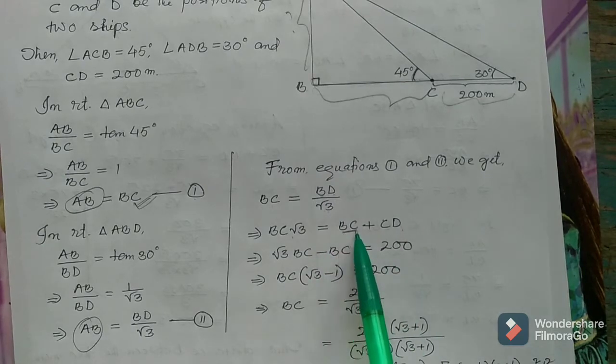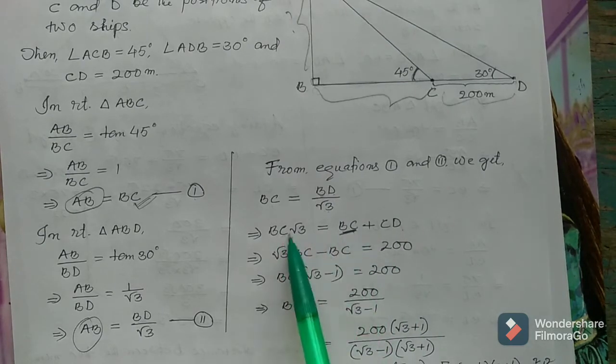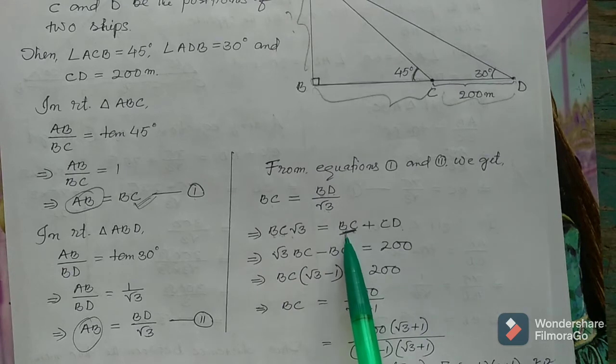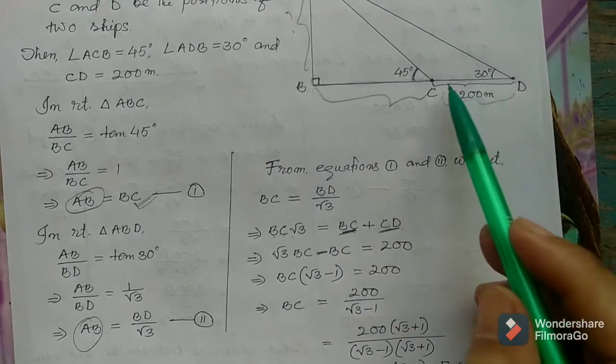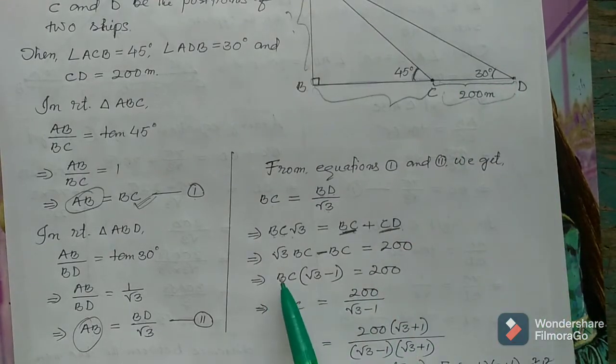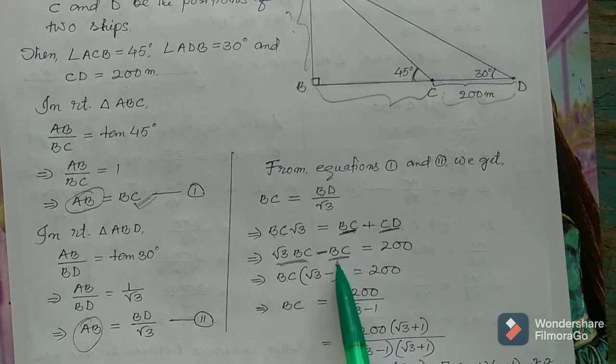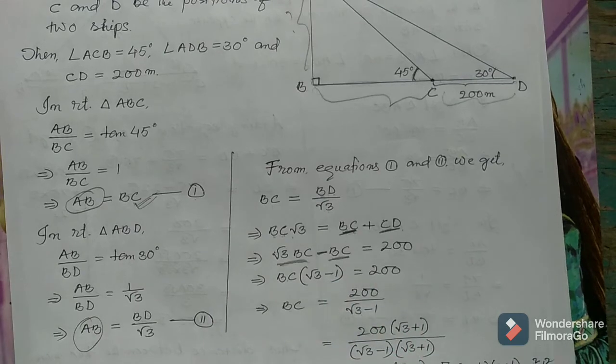And again we bring this side BC to left side because we want to write the like terms on the same side. So BC is brought to left hand side and it becomes minus. Right hand side CD value is 200. CD value is 200 meter. Then from the first and second term of left hand side we take BC common, then here root 3 left and here minus 1. Then we express for BC root 3 minus 1. After transferring to right hand side, it becomes divide.